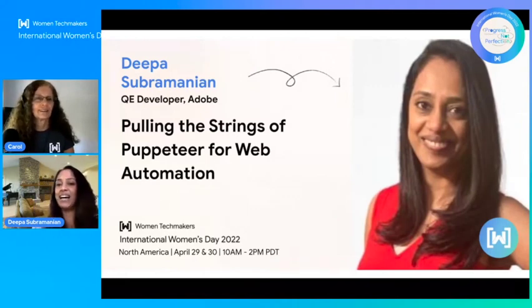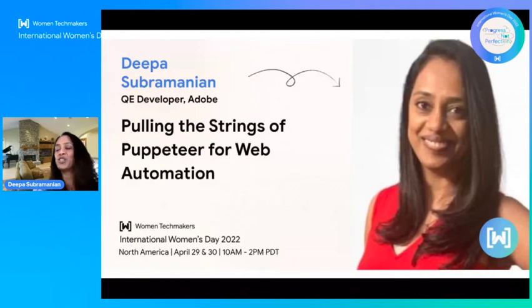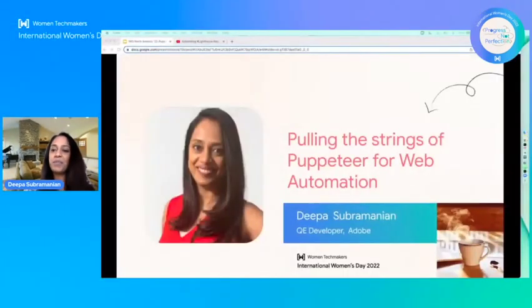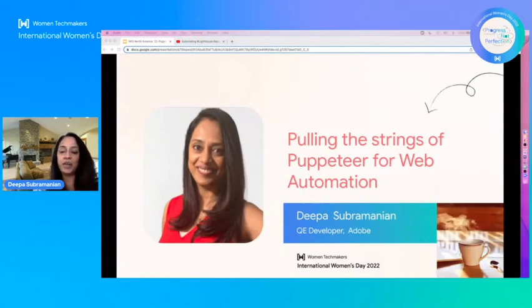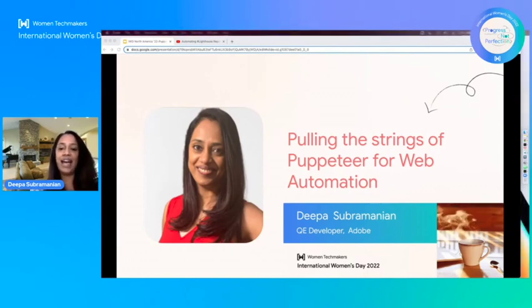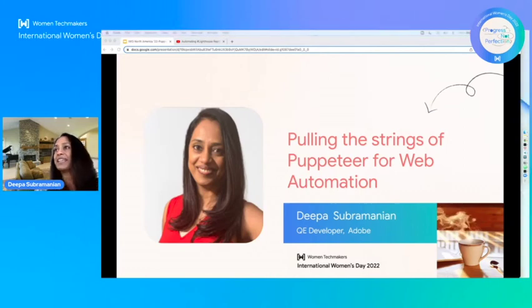Hello, everybody. Today we will learn how to pull the strings of Puppeteer for web automation. My name is Deepa Subramanian. I am a QE developer at Adobe. I've been working as a test professional for over a decade. I also build front-end and full-stack web applications. I'm also one of the organizers at GDG. And fun fact about me is I'm a coffee addict. So if you're up in the San Francisco area, let's catch up with a cup of coffee.